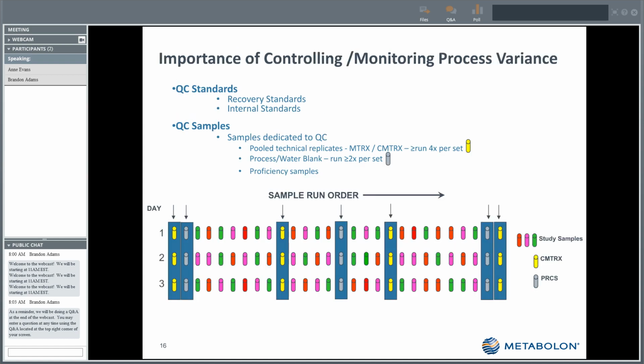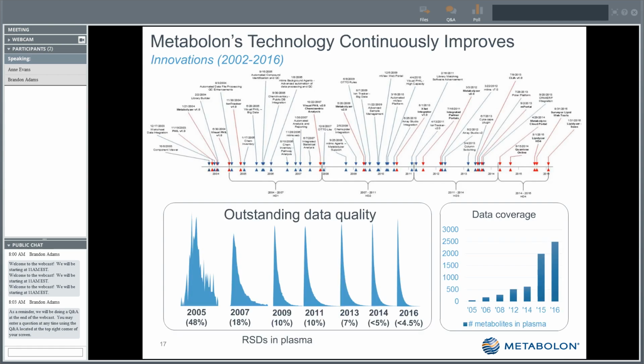Now, the other thing, in addition to these traditional QC standards, is that we also have entire samples dedicated to quality control, and these also come in multiple flavors. We have pooled technical replicates that we run. Ideally, depending on the matrix, we want the technical replicates to be the exact matrix of whatever the client study happens to be. So if you're running monkey brain, we would like to have a technical replicate of monkey brain throughout the entire run.